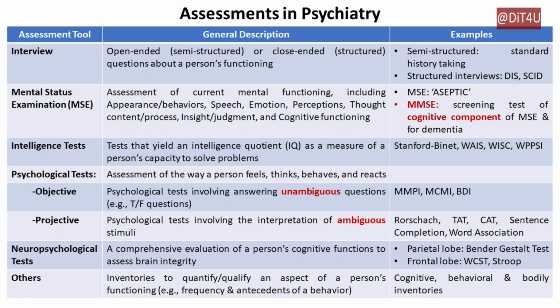Other tests, inventories to quantify or qualify an aspect of a person's functioning. Example, frequency and antecedents of a behavior. There are different types. Cognitive, such as thinking. What were you thinking when you did the act? Which may be useful in eating disorders, diaries.